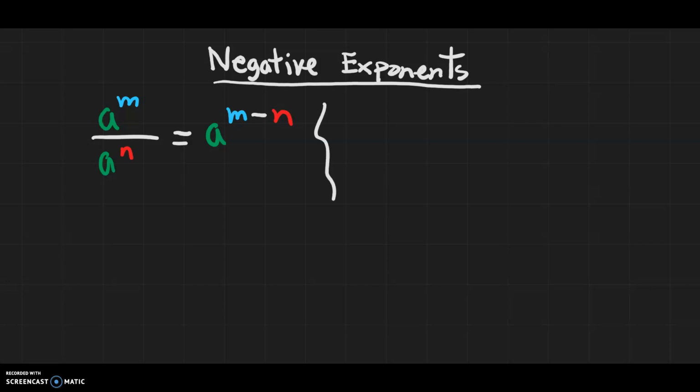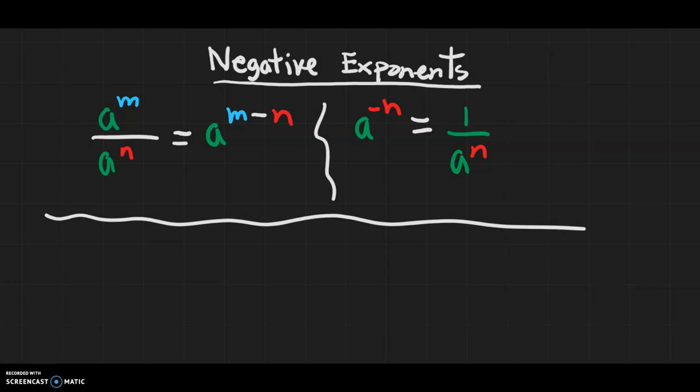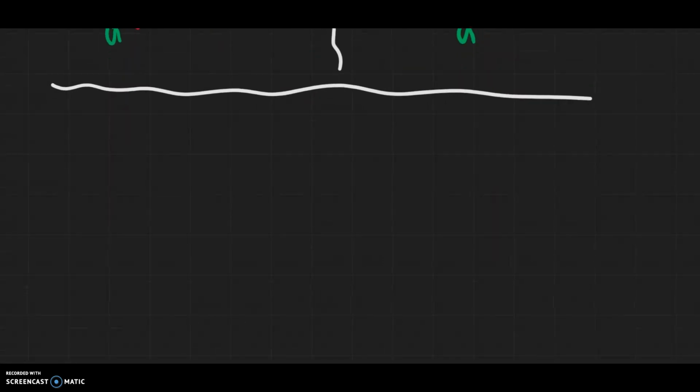The next property we're going to look at is a to the negative n power, and that turns into 1 over a to the positive n power. And we'll see how that's applied a little bit later. So let me give you a specific example dealing with the first property here.